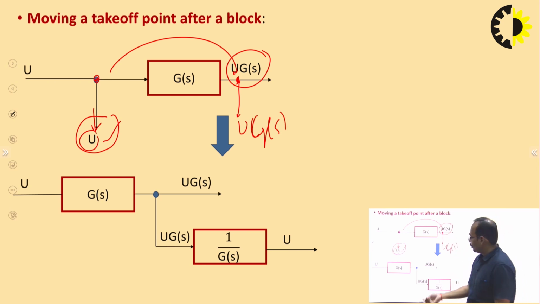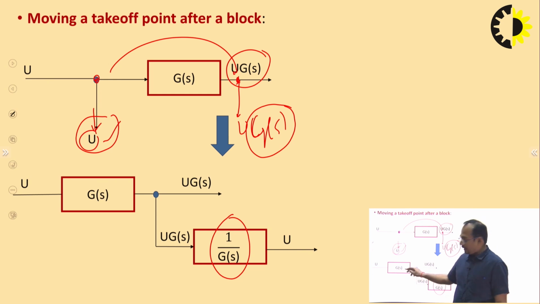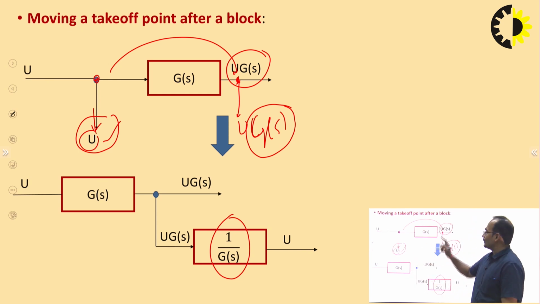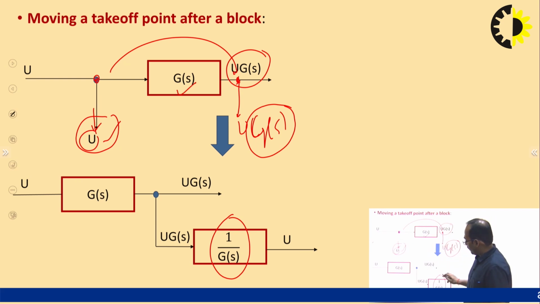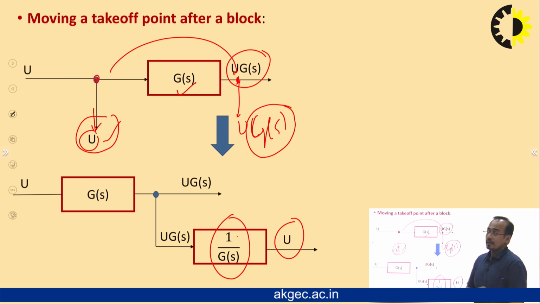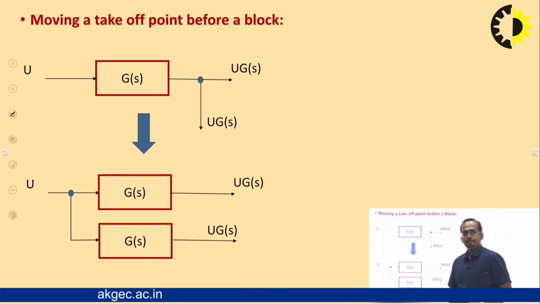Then what do I have to do? I have to divide by the gain of the block after which I want to shift the takeoff point. So here I want to shift the takeoff point after this block. So what will I do? I will add a block having a gain 1 by G(s). So the desired output will become u, and this output is u into G(s).